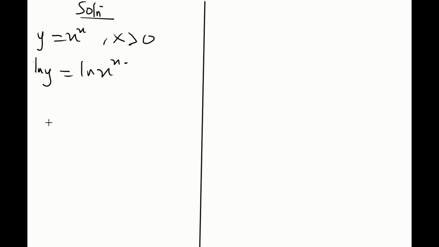Now, based on the laws of logarithms, when we have a log of something raised to a certain power, whatever is raised to the power comes down to multiply the log function. For example, when I have log to base 10 of 5 to the power 2, this is the same as 2 log 5. So we are going to apply that concept at the right hand side over here. Doing that, we get ln y equals x ln x.